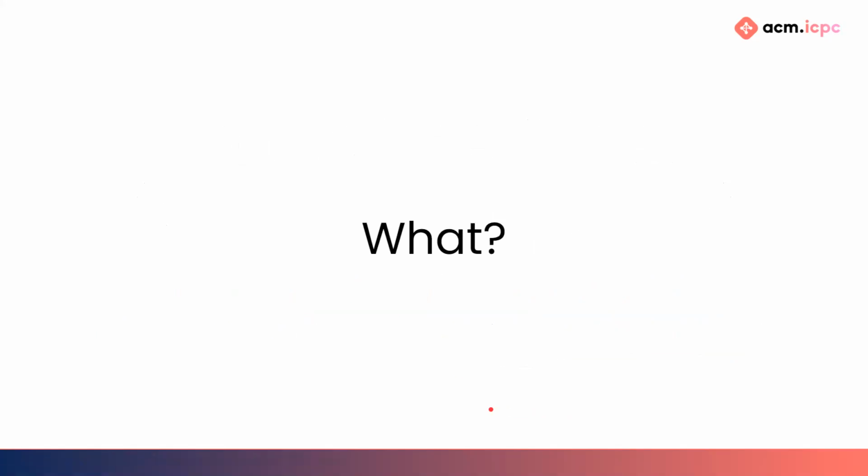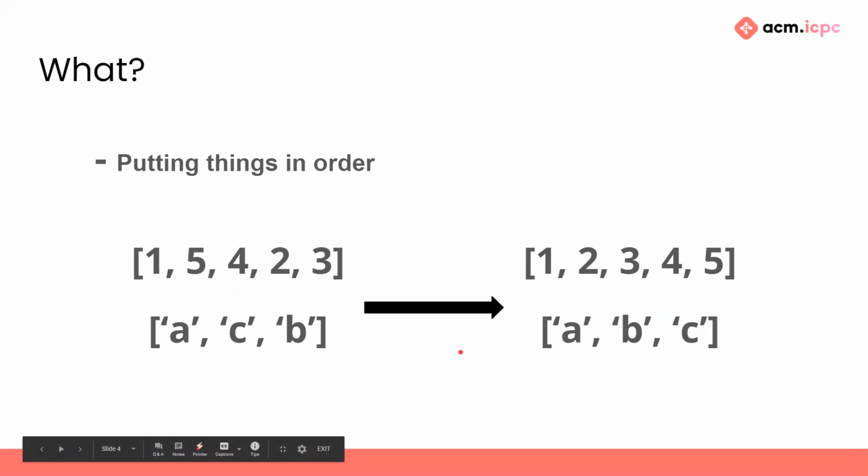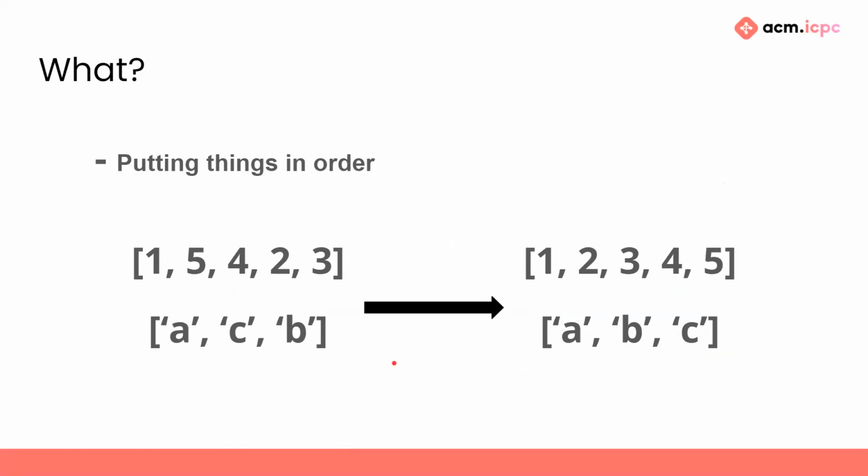Now, what is sorting? It is very common in the real world, right? We're just putting things in order. For example, in this case, we have an array 1, 5, 4, 2, 3. To sort this array, we are putting them in their intrinsic order, and that becomes 1, 2, 3, 4, 5. Similarly, we can sort an array of characters according to their ASCII values. So they become A, B, C.